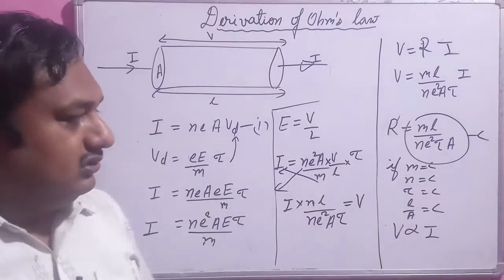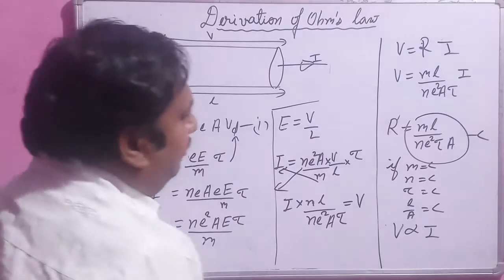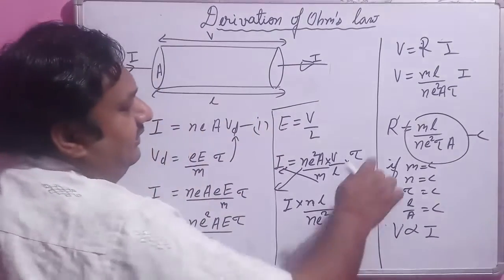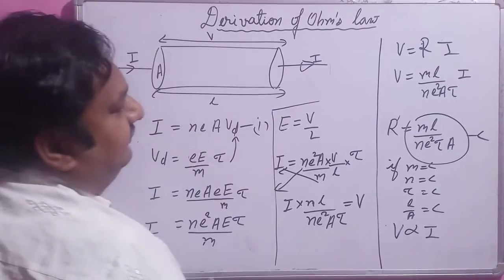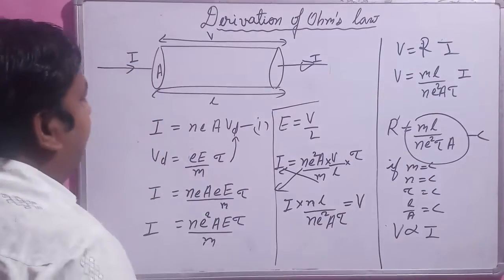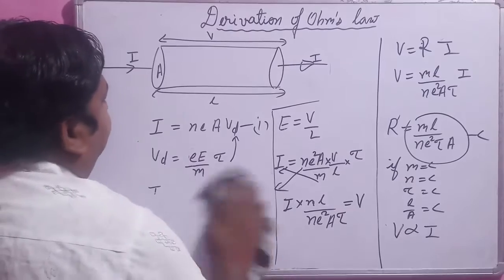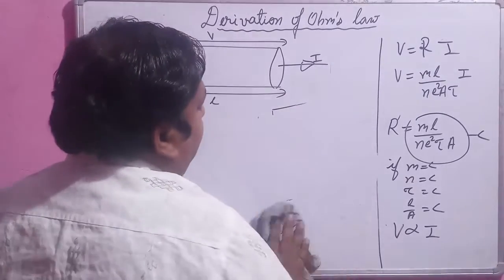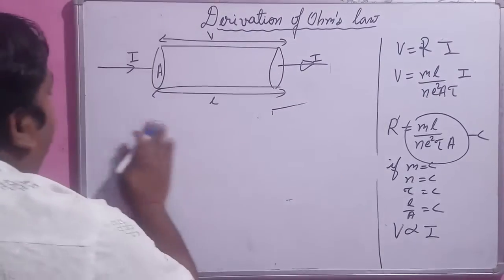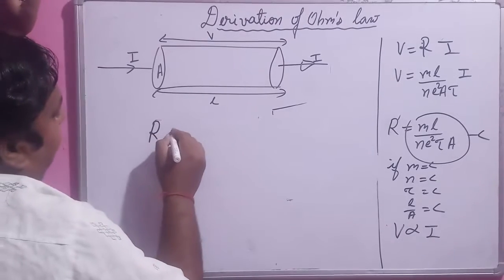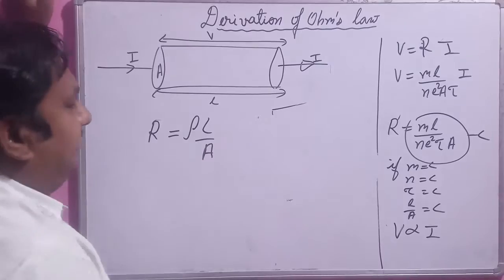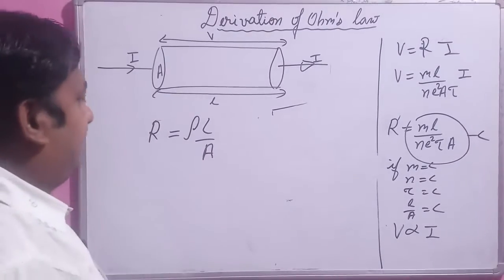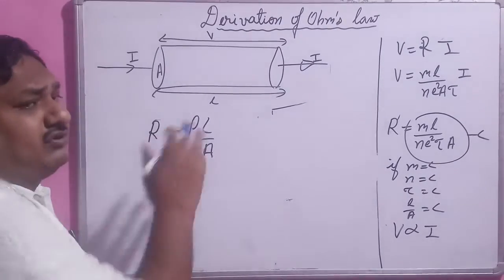Now one more thing: we can also develop a relationship between the resistance and the resistivity here. What we know from our previous lecture is that resistance R = ρL/A. That is the formula for resistance.